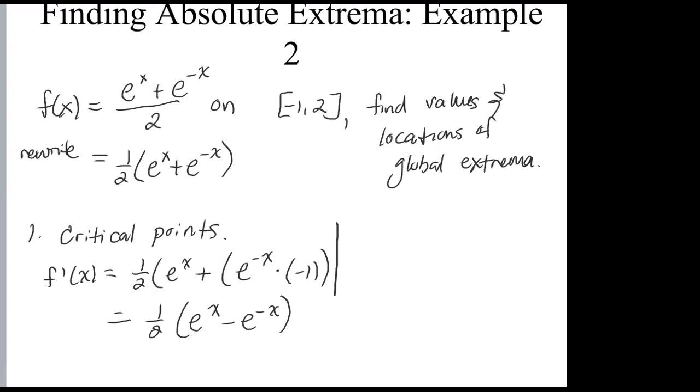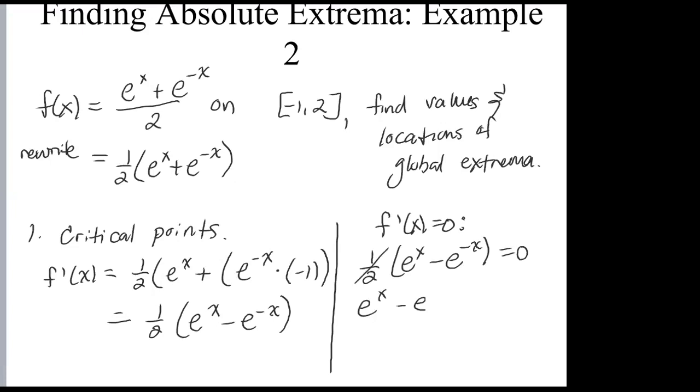Now, I want to use it to find critical points. So places where f prime of x is equal to 0. That's one location. So I'm going to find where 1/2 times e to the x minus e to the negative x is equal to 0. I want to solve that. Divide both sides by 1/2. That gets rid of the 1/2. e to the x minus e to the negative x is equal to 0.